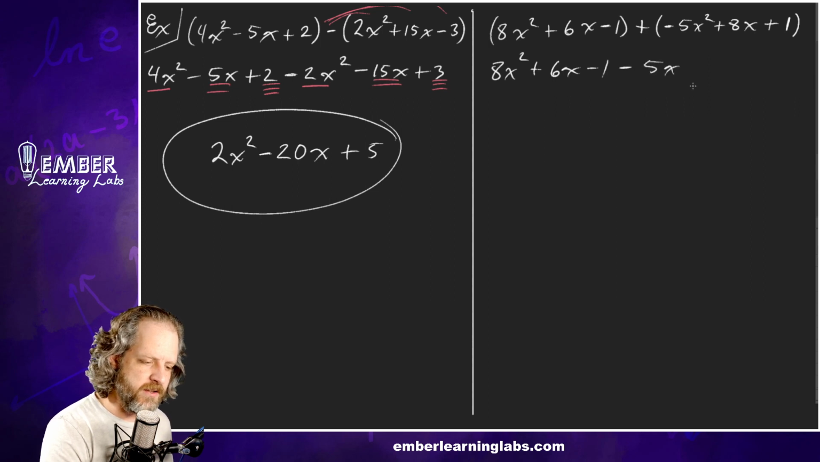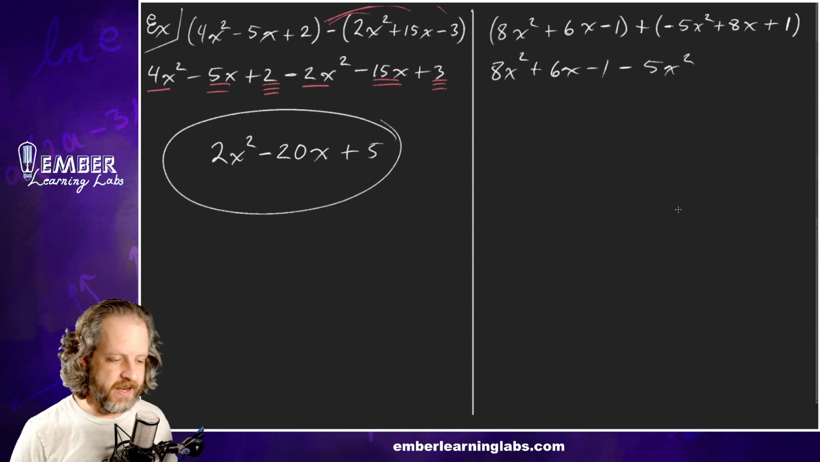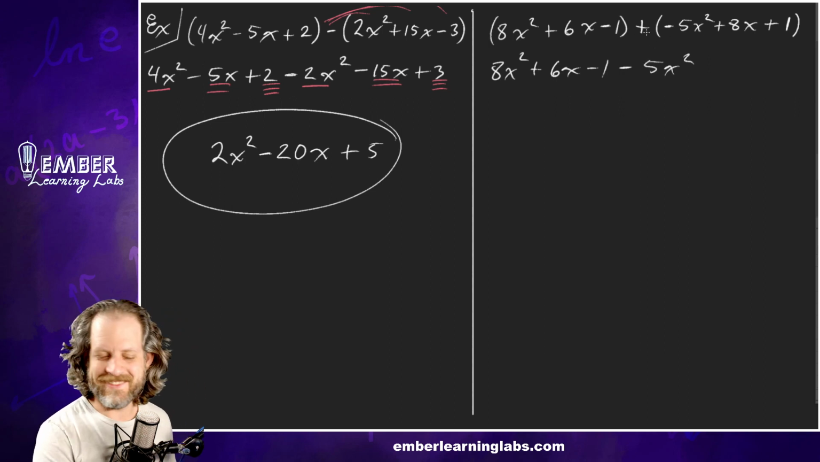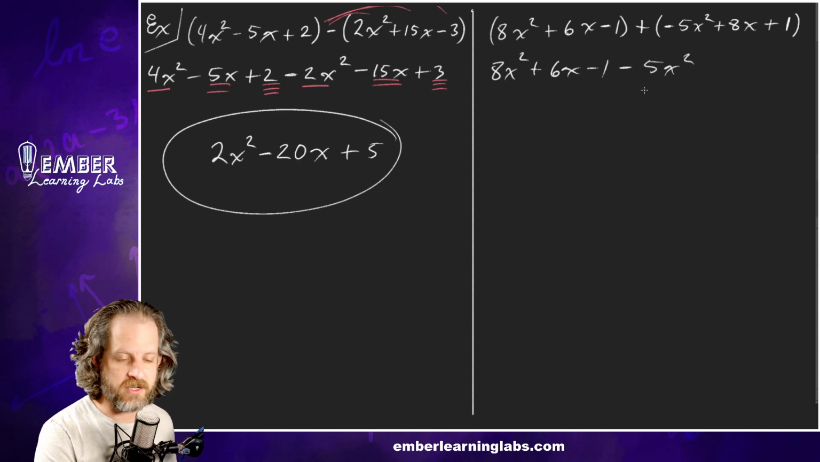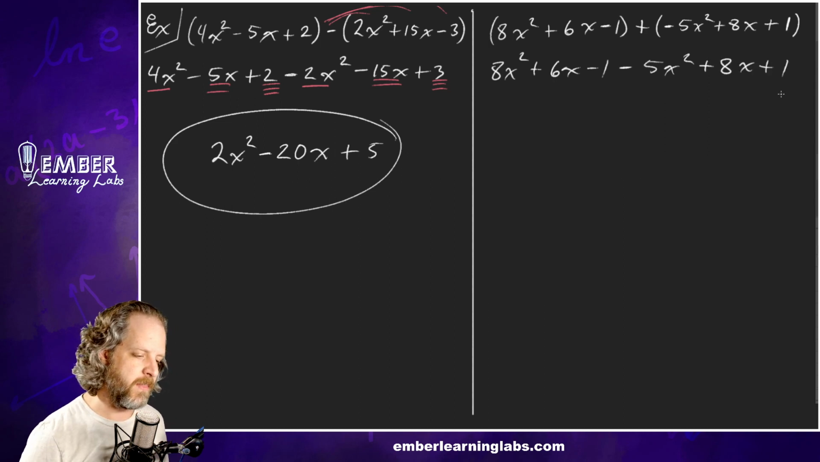Minus 5x squared. Wait, where did the plus go? Why is it just minus? Plus a negative is the same thing as subtraction, right? So I just cleaned it up. That's the same thing. Plus 8x plus 1, right?